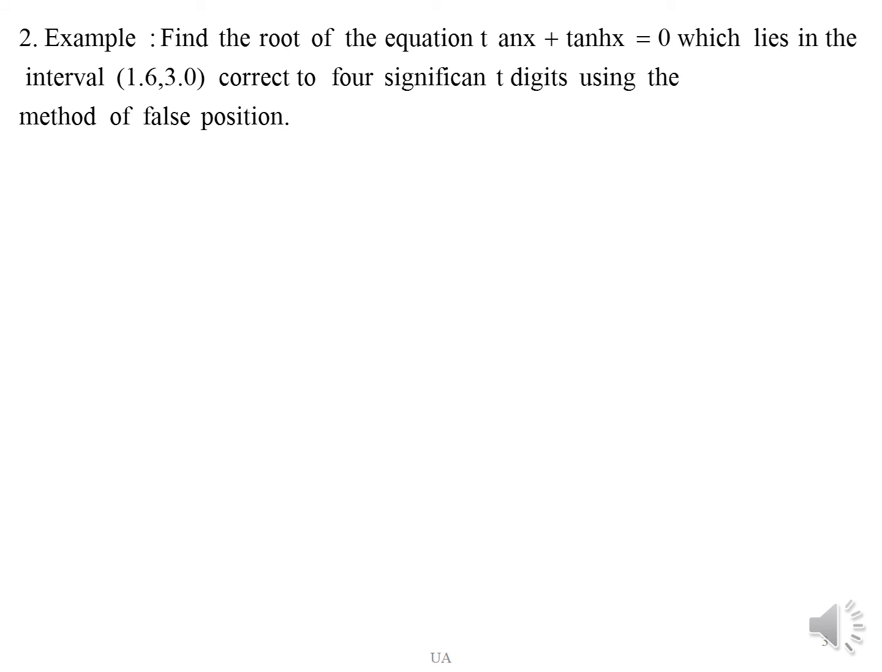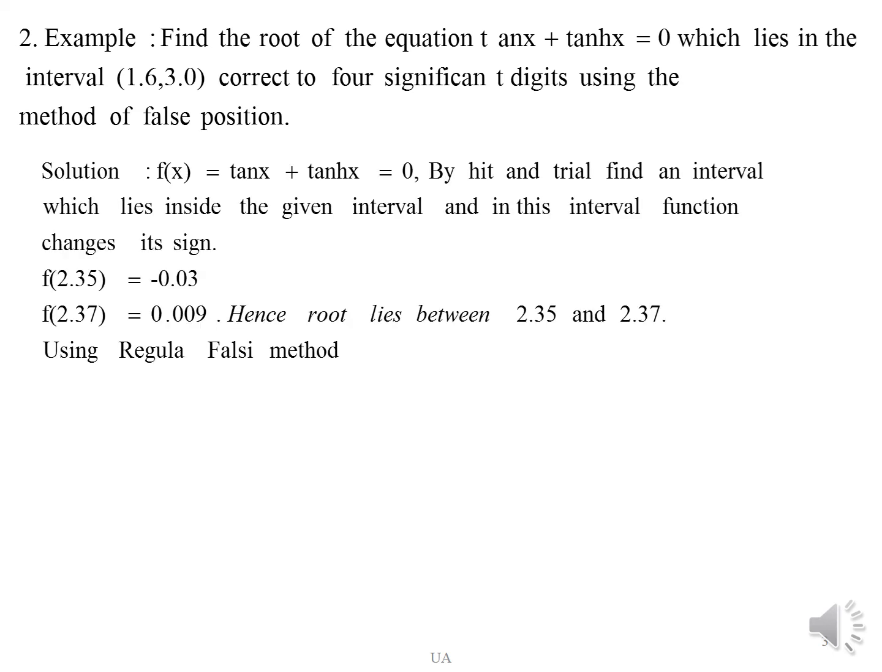The next example is to find the root of the equation 10x plus 10 hyperbolic x equal to 0, which lies in the interval 1.6 and 3, correct to 4 significant digits using the method of false position. Here we have been given the function, that is 10x plus 10 hyperbolic x equal to 0, and the interval is also given, that is 1.6 and 3.